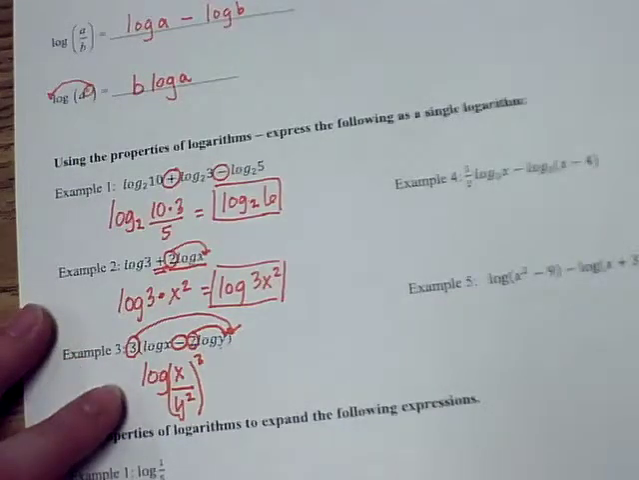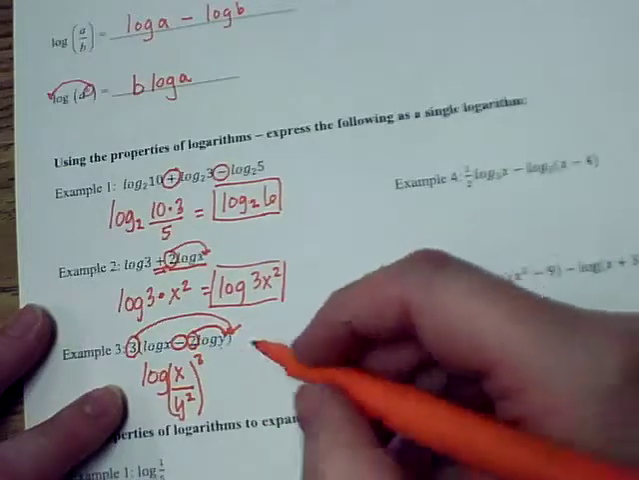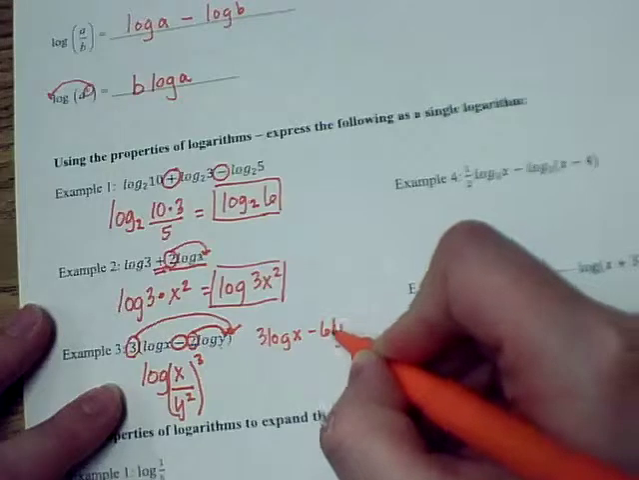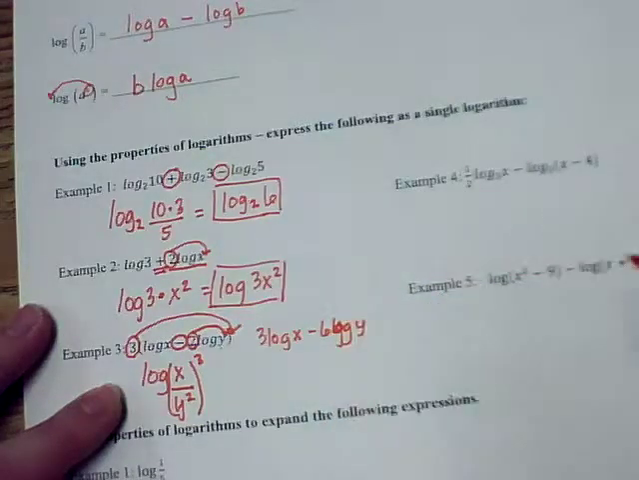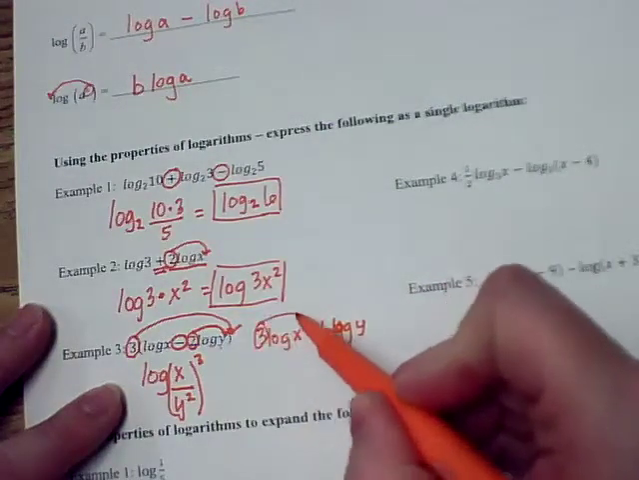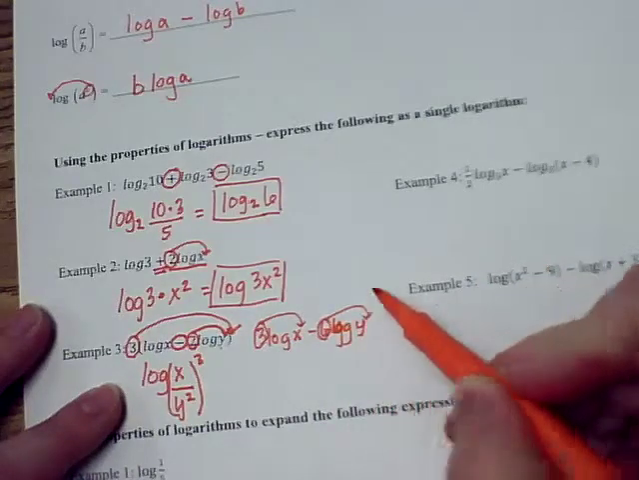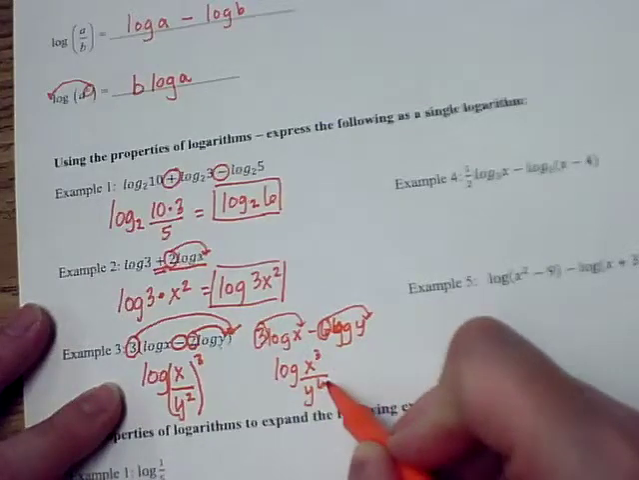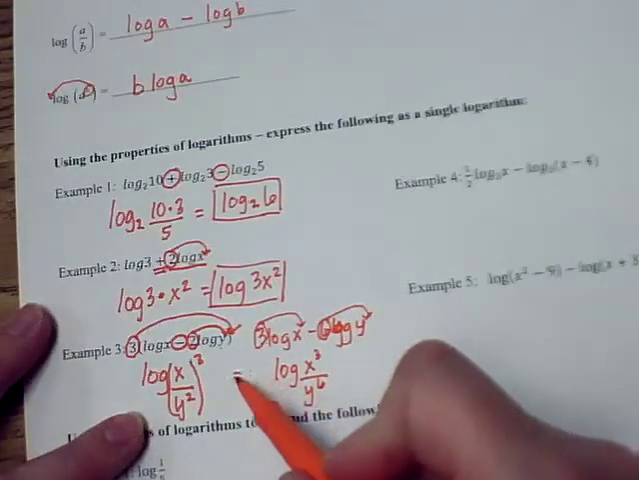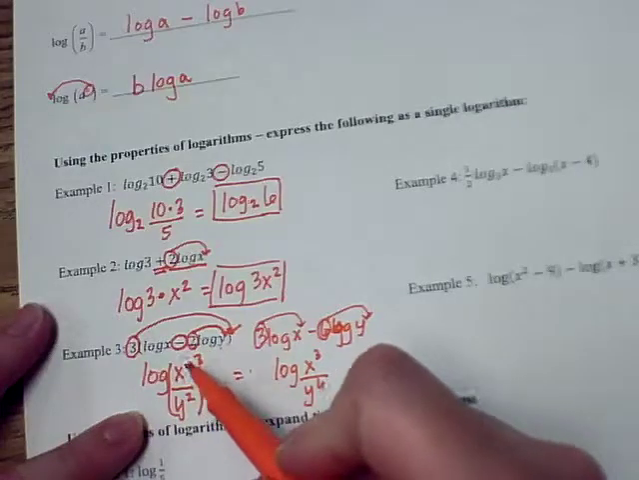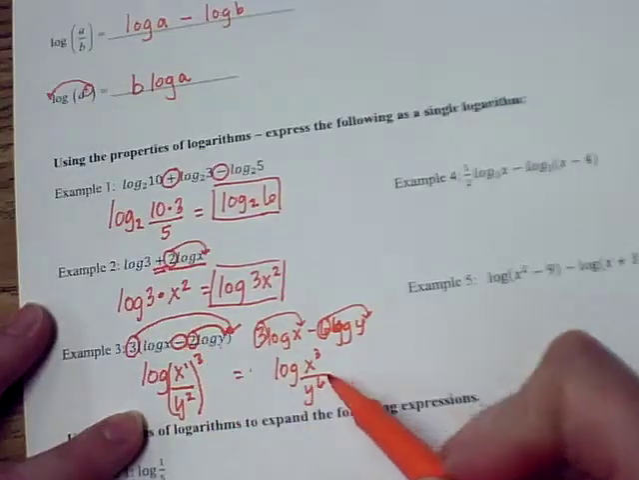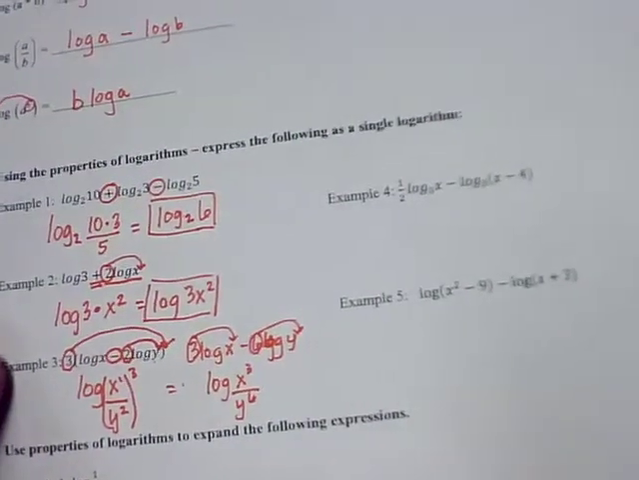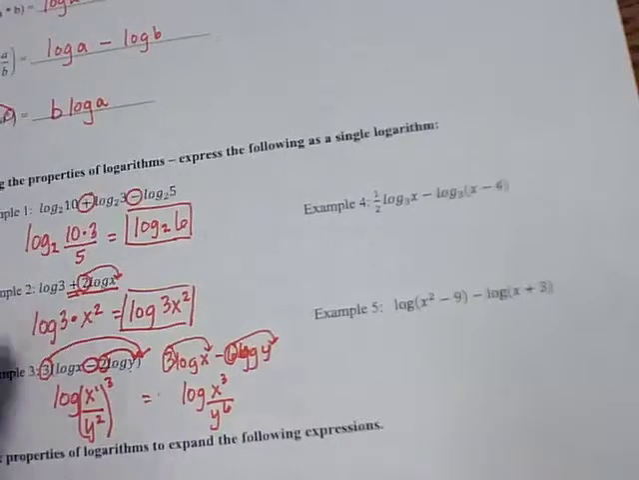Okay, if you wanted to, you could have distributed the 3 to everything and gotten 3 log x minus 6 log y. Then you would still move both of those exponents. So you would have log x cubed divided by y to the 6th. Those are the exact same thing, because if I have a power to a power, you multiply the exponents. So 1 times 3 is 3, 2 times 3 is 6. So those are equivalent. So whichever one you think is easier to you. All right.